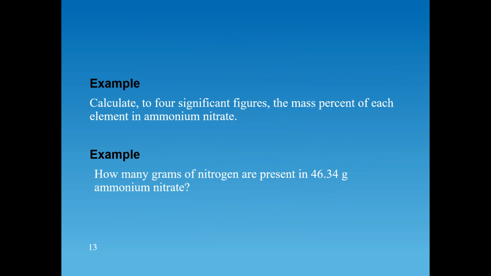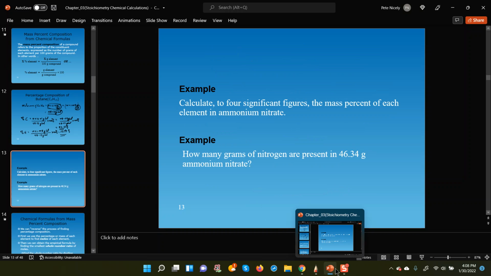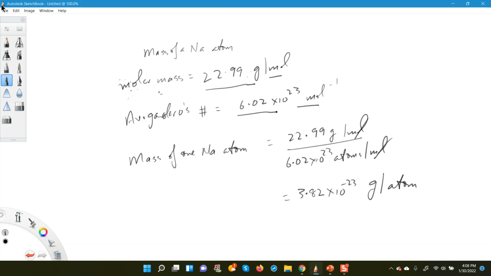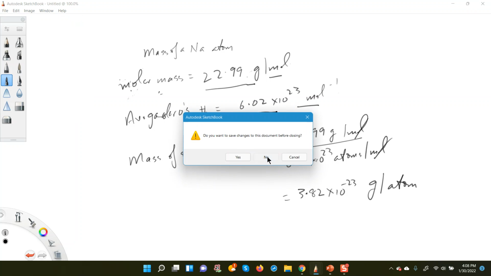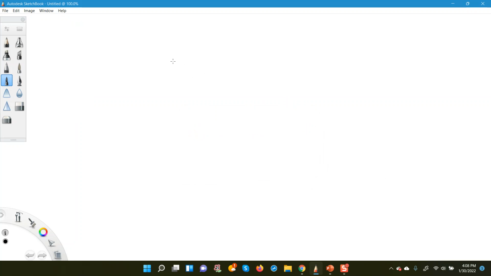Okay, so let's look at these two examples and then we're going to stop this video here. The first question is to calculate, to four significant figures, the mass percent of each element present in ammonium nitrate. So what I'm going to do is go to my writing application here. The first question says you have to calculate the mass percent of each element in ammonium nitrate, which means that we have to figure out what the formula for ammonium nitrate is. So again, this is something that you should know to do by now.